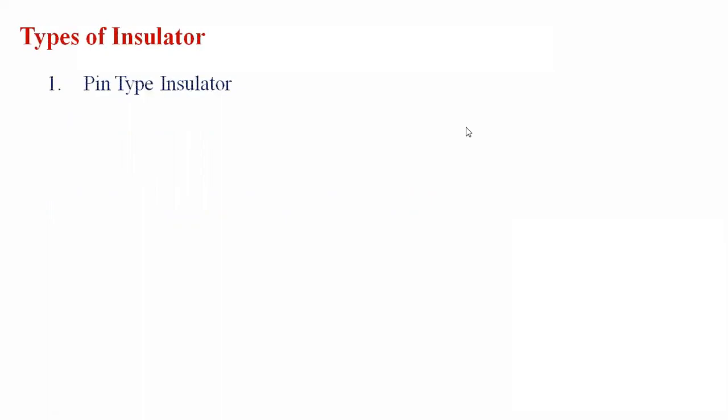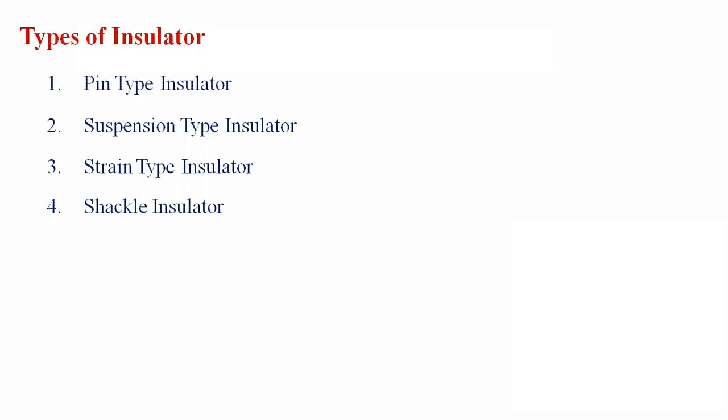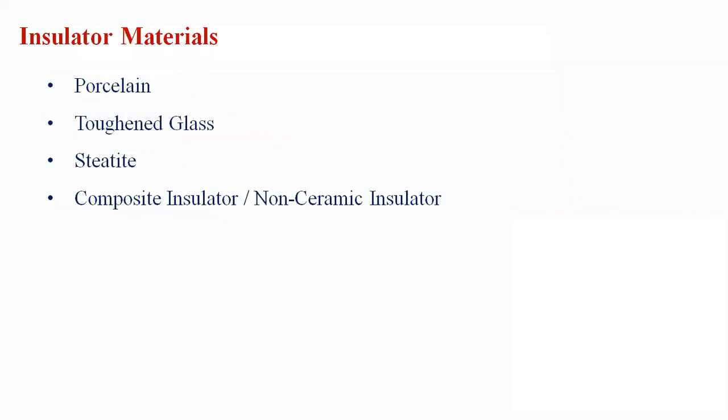The types of insulator based upon the operating voltage are classified into four types: pin type insulator, suspension type insulator, strain type insulator, and shackle type insulator. We will discuss this elaborately in the next class.